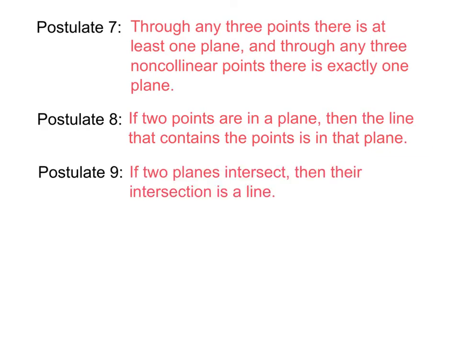Okay, our last postulate in this section is postulate 9, and this postulate states, if 2 planes intersect, then their intersection is a line. And if you think about it, you look at a wall and a ceiling, they're going to intersect. What's the intersection going to look like? It's going to be a line.